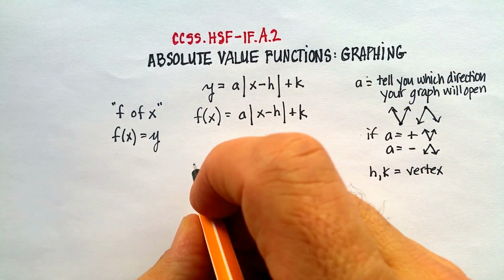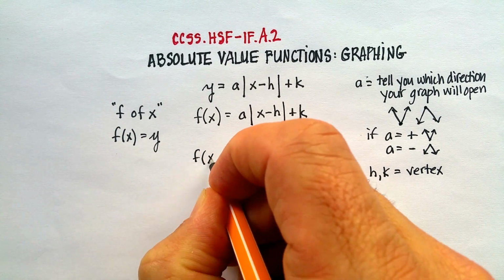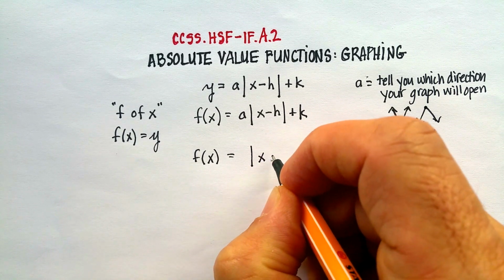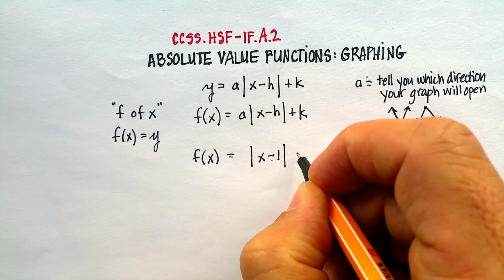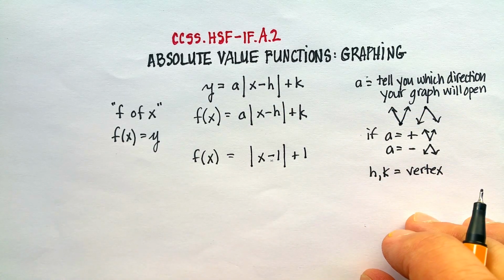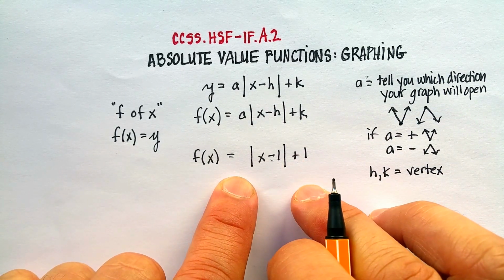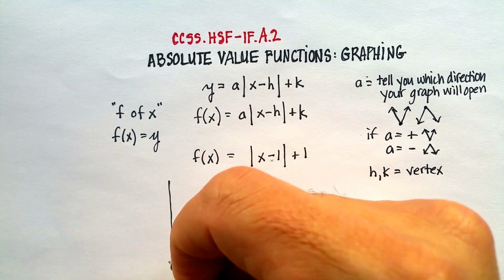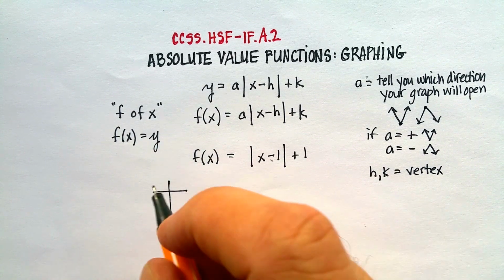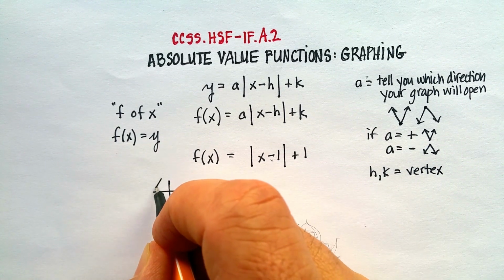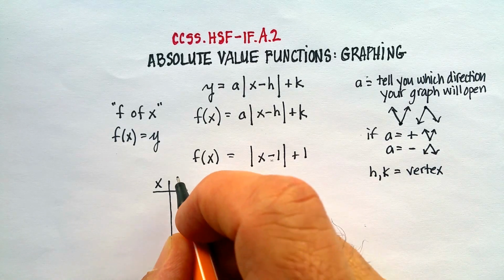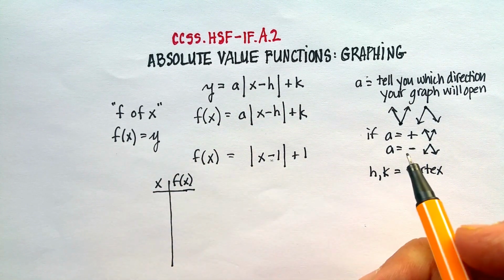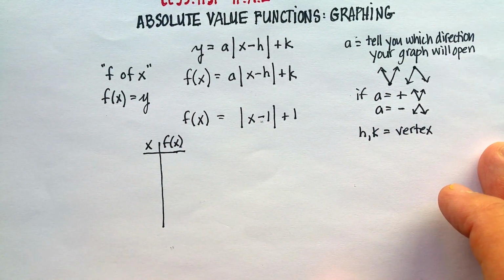Let's say I have the equation f of x is equal to the absolute value of x minus 1 plus 1. Okay? And we want to graph this. Now, how do we do that? Well, we probably would first want our x, y table. So I'm going to call this the xy table, but instead of the y, I'm going to say the f of x, because remember, f of x is the same thing as the y, okay?